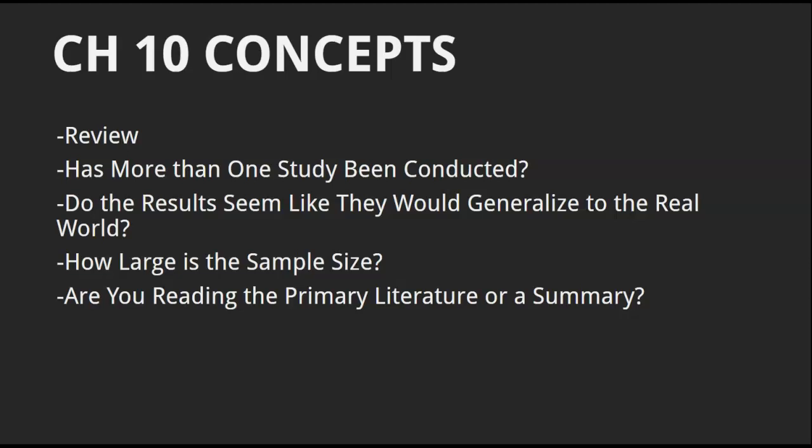One of them has to do with wanting to know whether or not more than one study has been conducted. We're more confident in results to the extent that multiple studies have been conducted. We want to know if results seem like they would generalize to the real world, or if they're things that seem very specific to a particular context within a lab. We need to talk about how big the sample size is when evaluating the quality of research. And then also we want to know if we're reading a primary literature article or a summary of research articles.